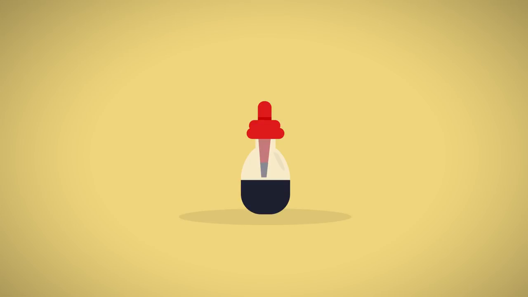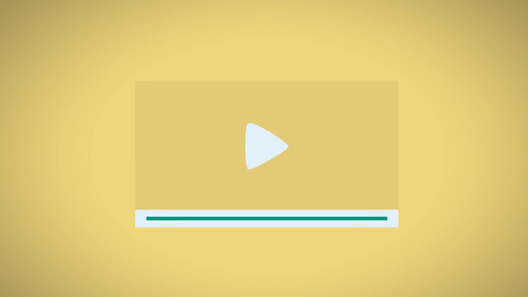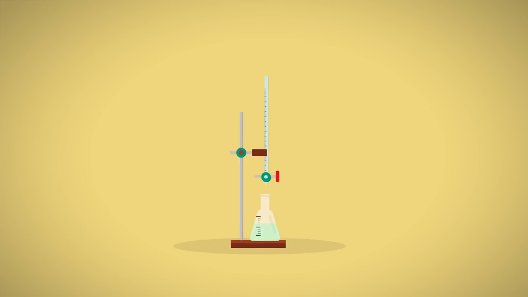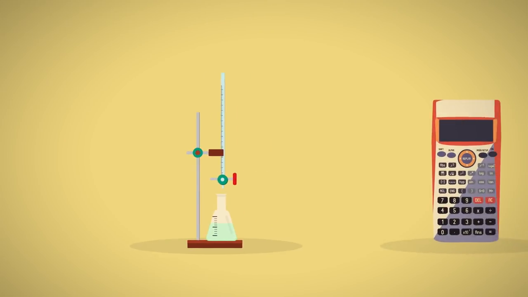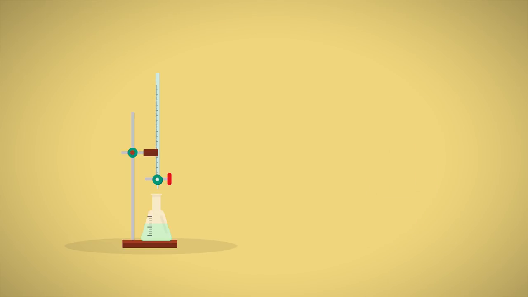You can calculate the concentration of an acid or an alkali by carrying out a titration experiment. In this video, we are going to look at how to carry out titrations. In the next video, we will then look at the calculations to go with the experiment. The apparatus needed for titrations looks like this.